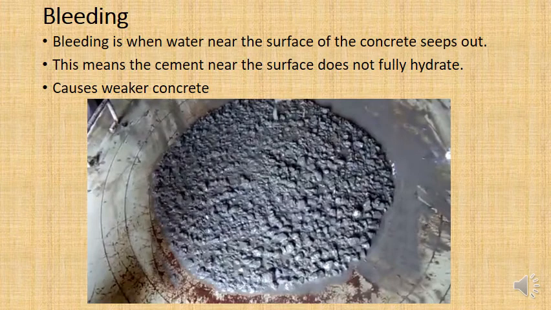So one kind of segregation which is very common, or you'll see this with all segregation, is something that we call bleeding. Now, bleeding is where you see puddles of water forming on the surface of the concrete. Basically, excess water is dropping out of the concrete.